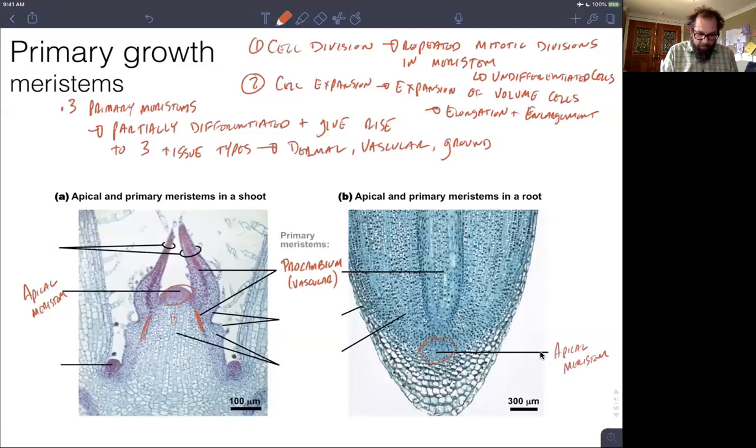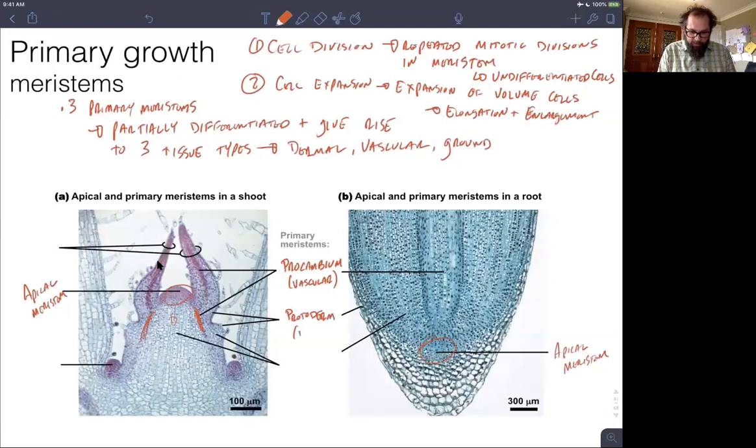And so we see the procambium giving rise to our vascular tissue, and that's these lines that we see inside of the leaf primordium, where the vascular tissue is in the center. We see that vascular tissue that was given rise to by that procambium, that primary meristem. Just like we have with the vascular tissue, the primary meristem for the dermal tissue is called the protoderm.